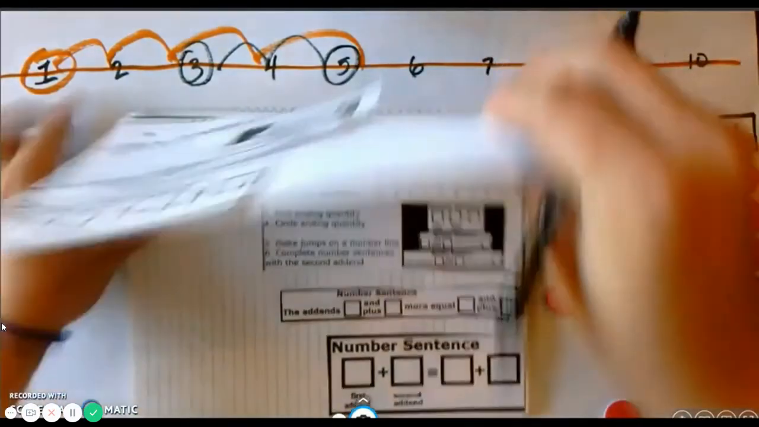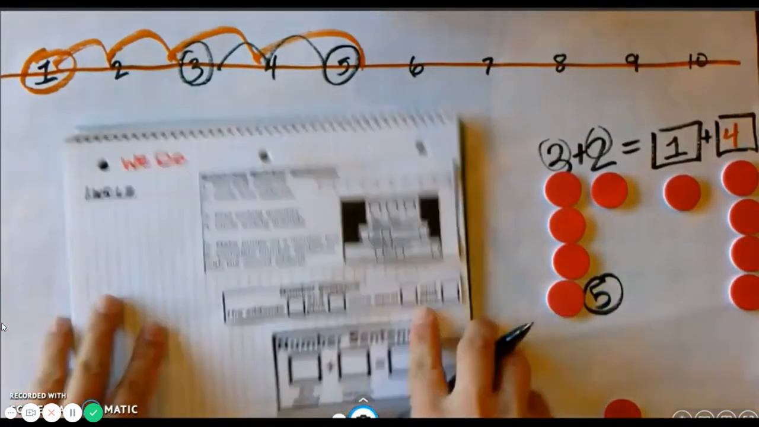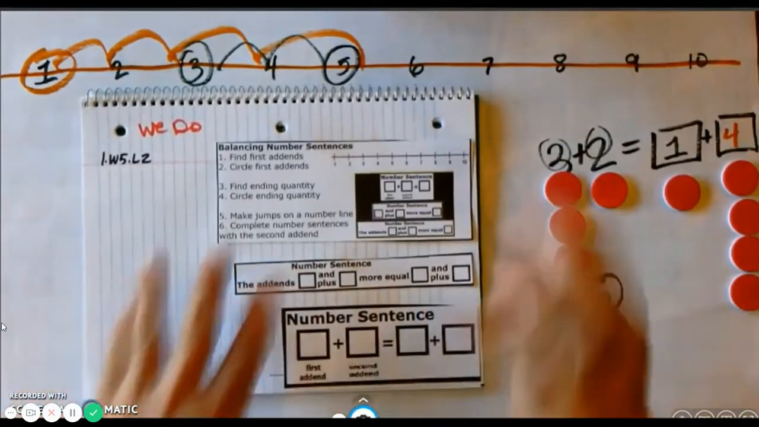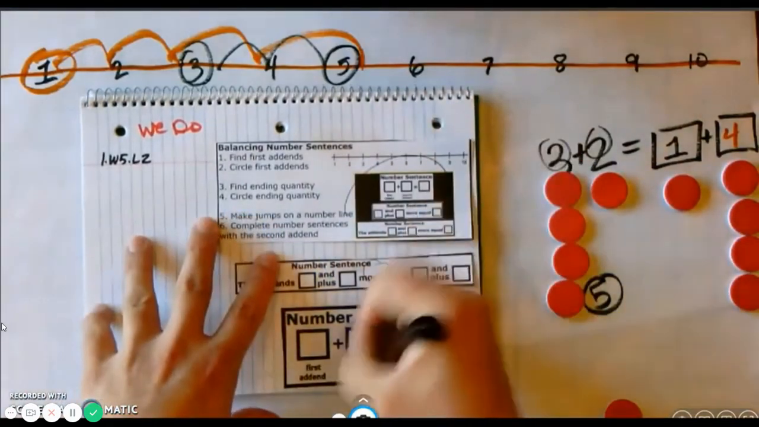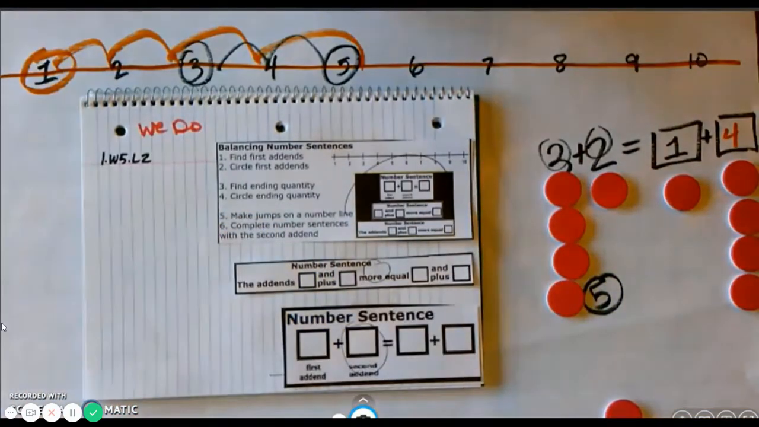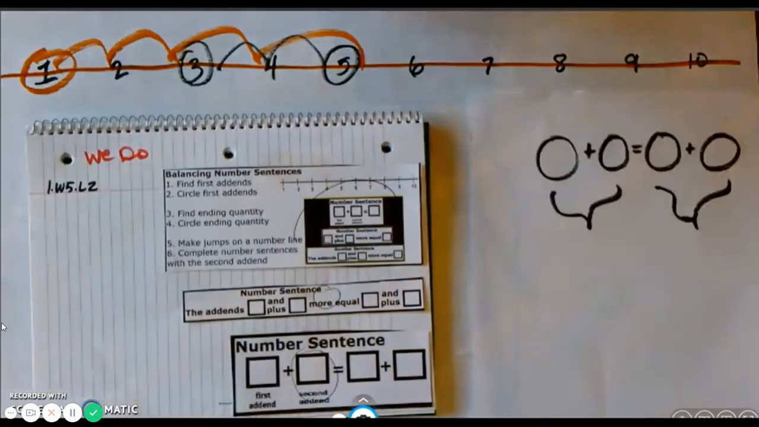So we're going to do one more together and then let you do it on your own. First, go ahead and get your paper set up with your number sentences and your number lines. When you're ready, come back to me.